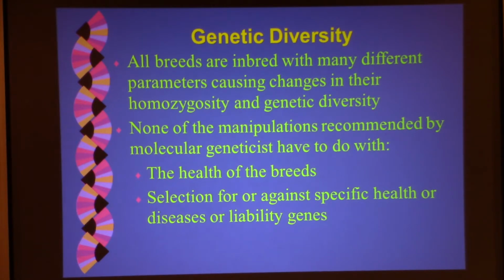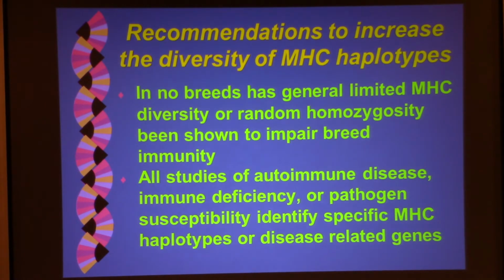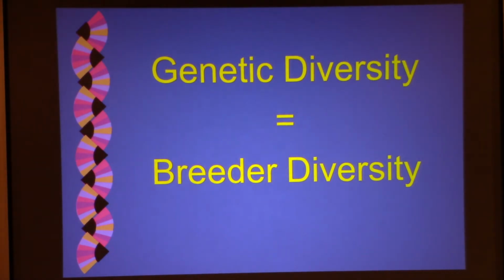All breeds are inbred with many different parameters causing changes to their homozygosity and genetic diversity. None of the manipulations that are recommended have to do with the health of the breed or selection against disease liability genes. So my mantra is that genetic diversity is breeder diversity. It's everyone doing something a little different that allows us to have diversity. If everyone's breeding to a particular sire and you have a popular sire syndrome, we lose diversity. If everyone is outbreeding, we lose diversity.